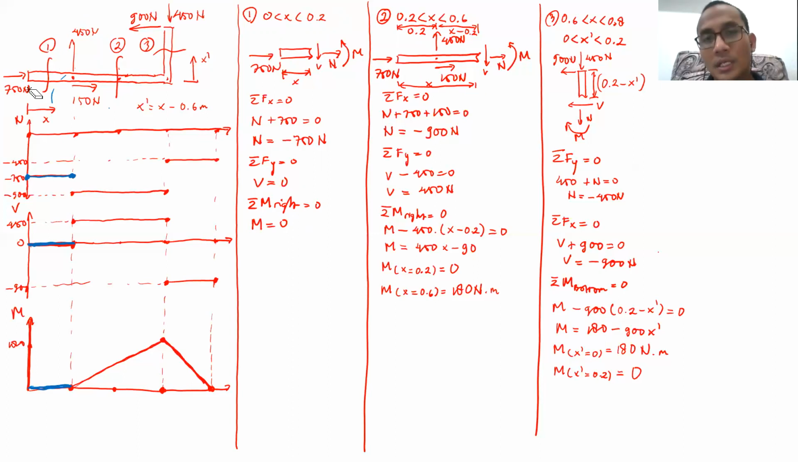Using sigma Fx equal to 0, going to the right is positive, I have N plus 150 plus 750 equal to 0. So my axial force value will be minus 900 Newton. That's what I draw here, because this one will walk from x equal to 0.2 meters until x equal to 0.6 meters. This is what I got here from 0.2 until 0.6.